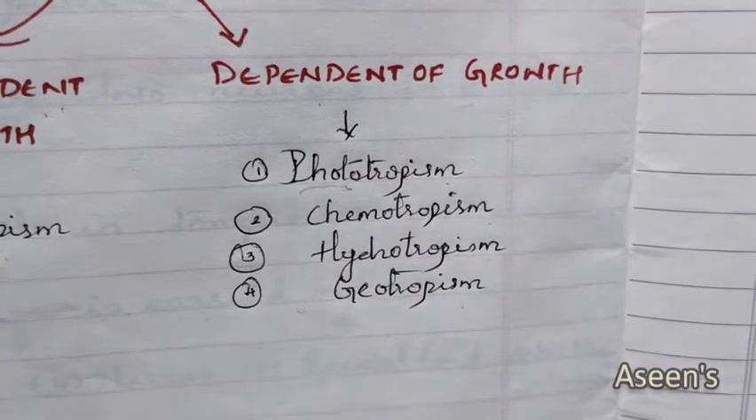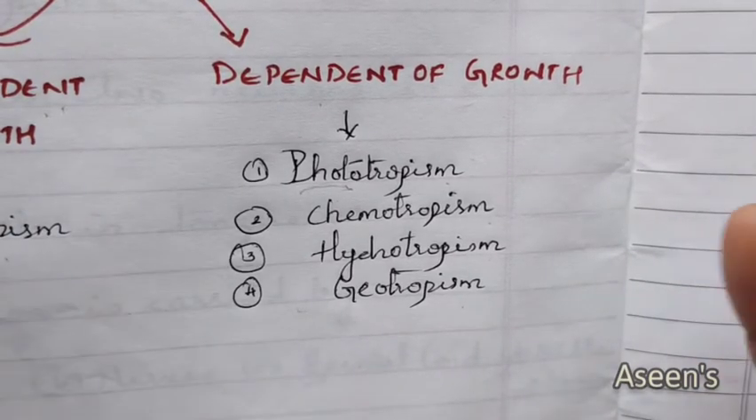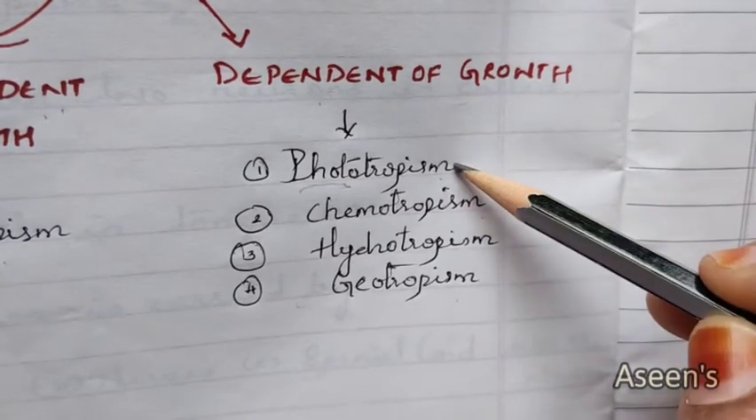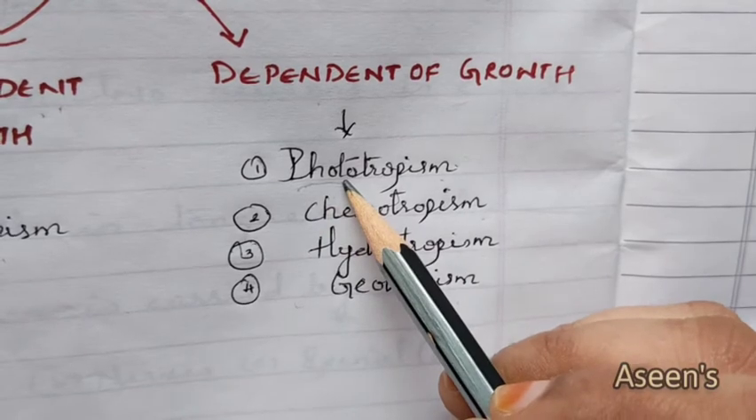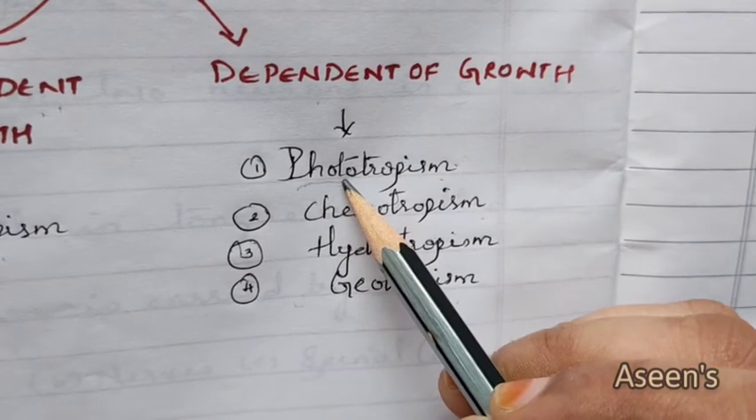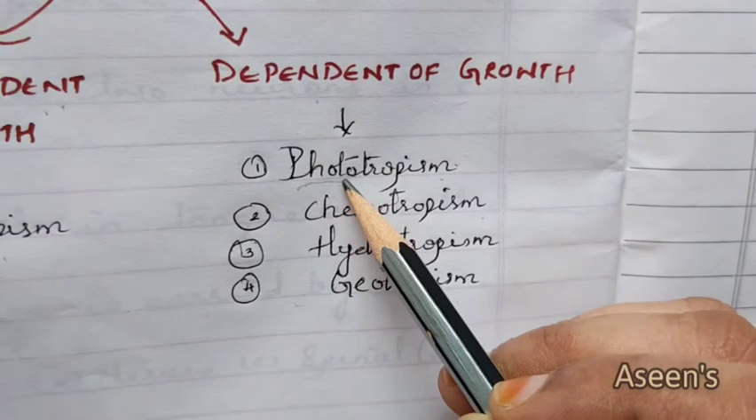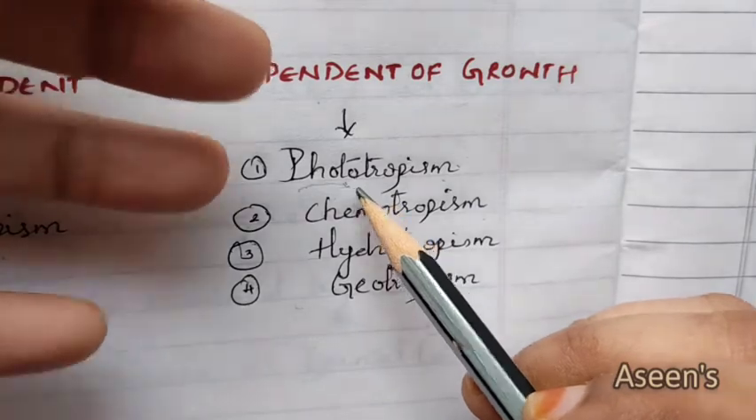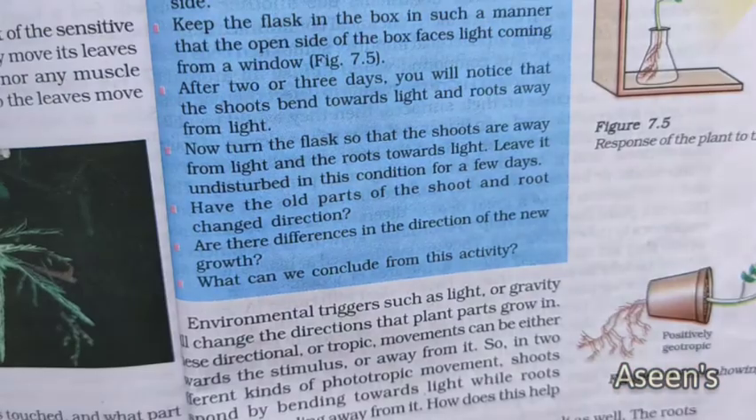Next we are going to talk about the examples for movement which is dependent on growth. So we're going to start with phototropism. The word photo here refers to light. So response to light, growth towards light or away from light. That is, if light is affecting the growth, then we call it phototropism. So let's try to understand it better.